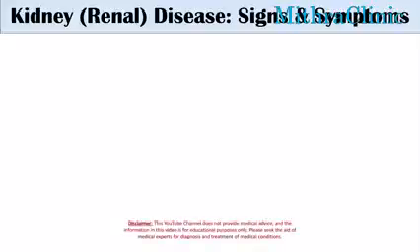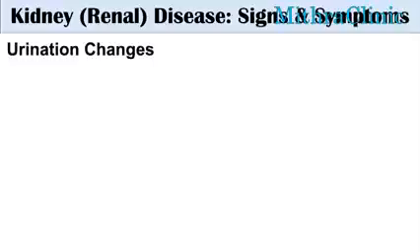Hey everyone, this lesson is on the signs and symptoms of kidney disease, also known as renal disease. In this lesson, we're going to talk about a wide variety of signs and symptoms we can see with early kidney disease, all the way up to renal or kidney failure. The first one I want to talk about here is urination changes.